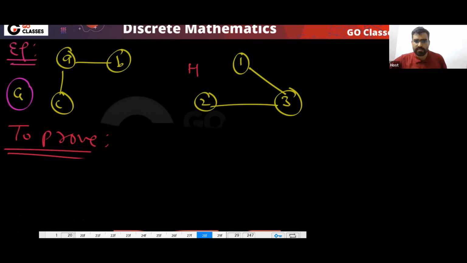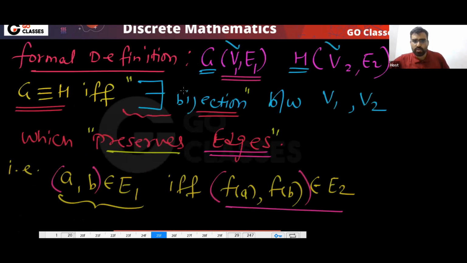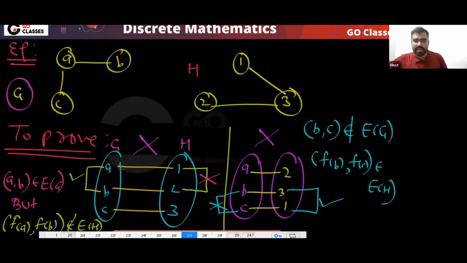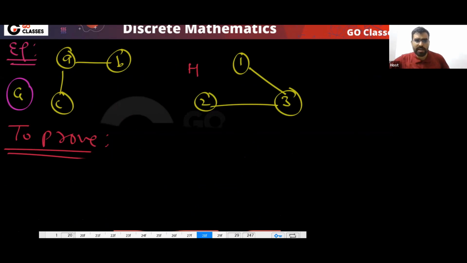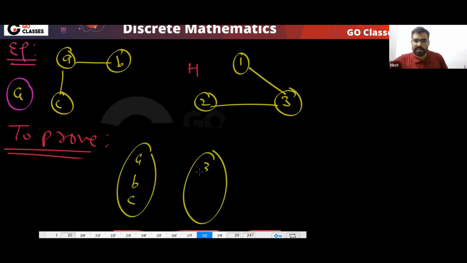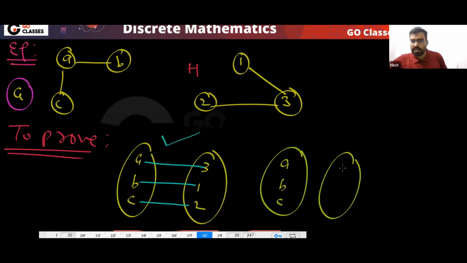One of them should work. Remember, we have a total of 3 factorial bijections, but we only care about one bijection. We don't care about the others. So which bijection will work? You can check, A B C to 3, 1, 2, this bijection will work. This bijection will also work. So 4 bijections will not work, but 2 bijections will work.